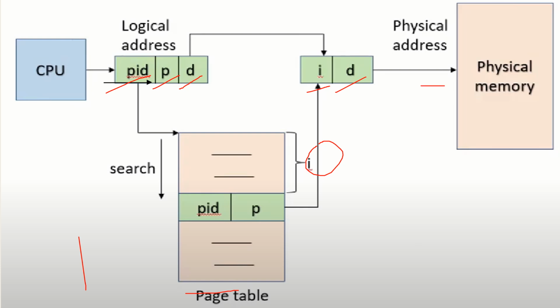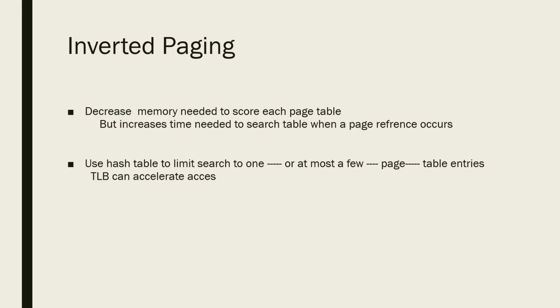Now we are concluding our topic, inverted paging. Inverted paging decreases the memory needed to store each page table, but its disadvantage is that it increases the time needed to search the table when a page reference occurs. The solution is to use a hash table to limit the search to one or at most a few page table entries, and a TLB can accelerate this.